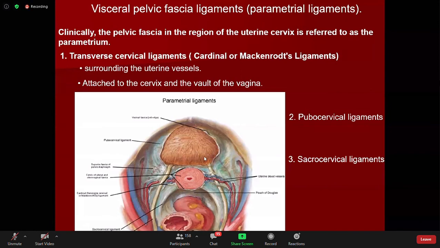Of these parametrial ligaments, the most important is the transverse cardinal or cervical ligaments. Why is it important? Not only because it supports the uterus, they contain the uterine blood vessels. What passes underneath it, water under the bridge, is actually the ureters. A common complication of hysterectomy, removal of the uterus, is that they might ligate the ureters as well, and the patient will come with anuria or difficulty in urination.